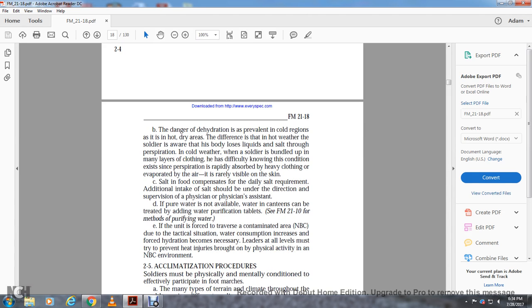Salt food compensation. Daily salt requirements and any additional intake of salt should be under the direction and supervision of the physical assistant. If pure water is not available, the water in canteens can be treated by adding water purification tablets. See Field Manual 21-10 for methods of purifying water. If the unit is operating in a nuclear, biological, chemical (NBC) environment, due to the tactical situation, water consumption increases and the risk of dehydration becomes necessary to consider. Leaders at all levels must be aware of heat injuries brought on by physical activities in the NBC environment.